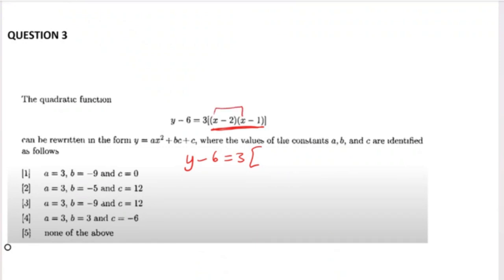The first terms give x squared. The inner terms give minus 2x. The outer terms, x times minus 1, give minus x. The last terms, negative 2 multiplied by negative 1, give positive 2.